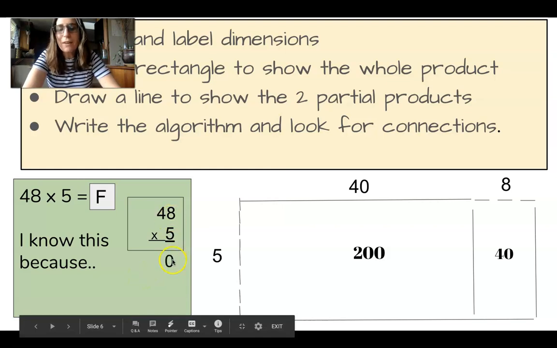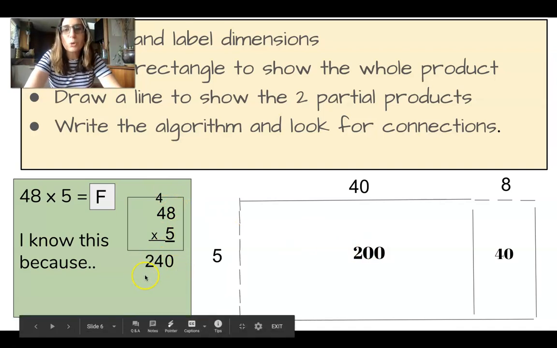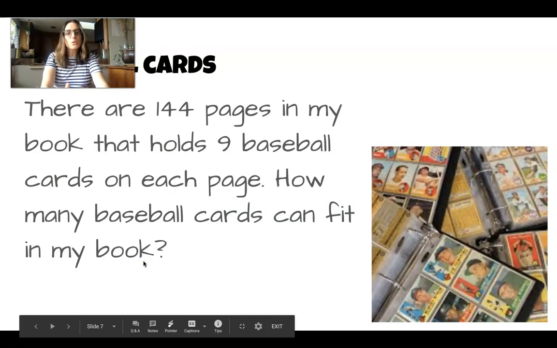8 times 5 is 40, so we put the 0 ones here and the 4 tens up here. And then we do 5 times 4, which is 20, plus 4 is 24. Or, another way to think of it, is 5 times 40 is 200, right? Plus 40 is 240. So we know that there are 240 fingers in the mural. One more story problem for today.